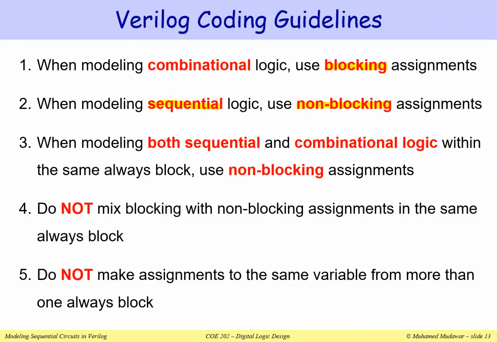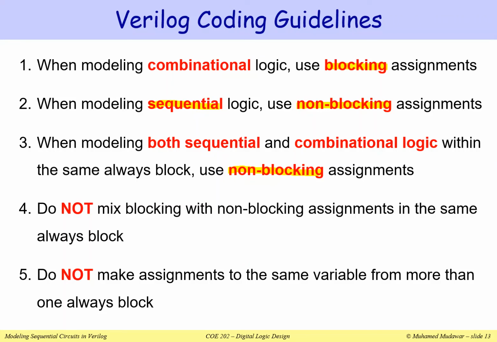If you would like to model both sequential and combinational logic, make sure that you understand exactly what you are doing in the same always block. Then it is better to use the non-blocking assignment. But make sure that you exactly understand what you are writing in the always block. So use the non-blocking assignment if you would like to model both the sequential and the combinational logic. Do not mix blocking with non-blocking assignments in the same always block. You will confuse yourself and you might get unexpected results.